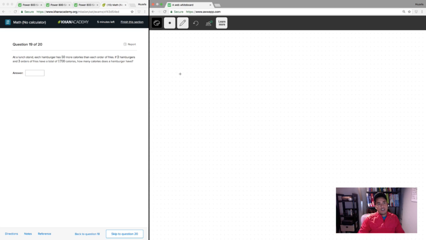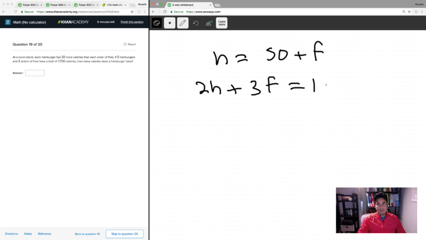At a lunch stand, each hamburger has 50 more calories than French fries. If 2 hamburgers and 3 fries have a total of 1,700 calories, I'm just adding them up. 2 hamburgers, 3 fries. We need to find out how many calories a hamburger has. This is just a basic system of equations.